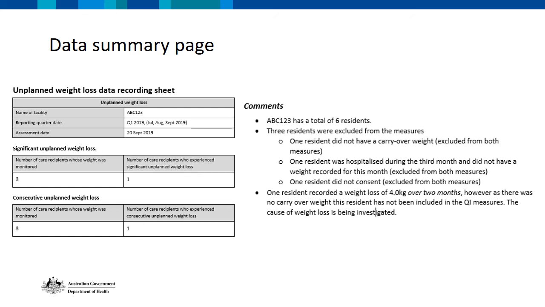B. Noting the number of care recipients who were included in both measures, that is, the number of care recipients who lost 3 kilograms or more over the 3 months and lost weight every month for the 3 months. C. Any other comments relating to significant or consecutive unplanned weight loss. Example data recording and summary sheets can be found on pages 71 and 72 of the QI Program Manual.